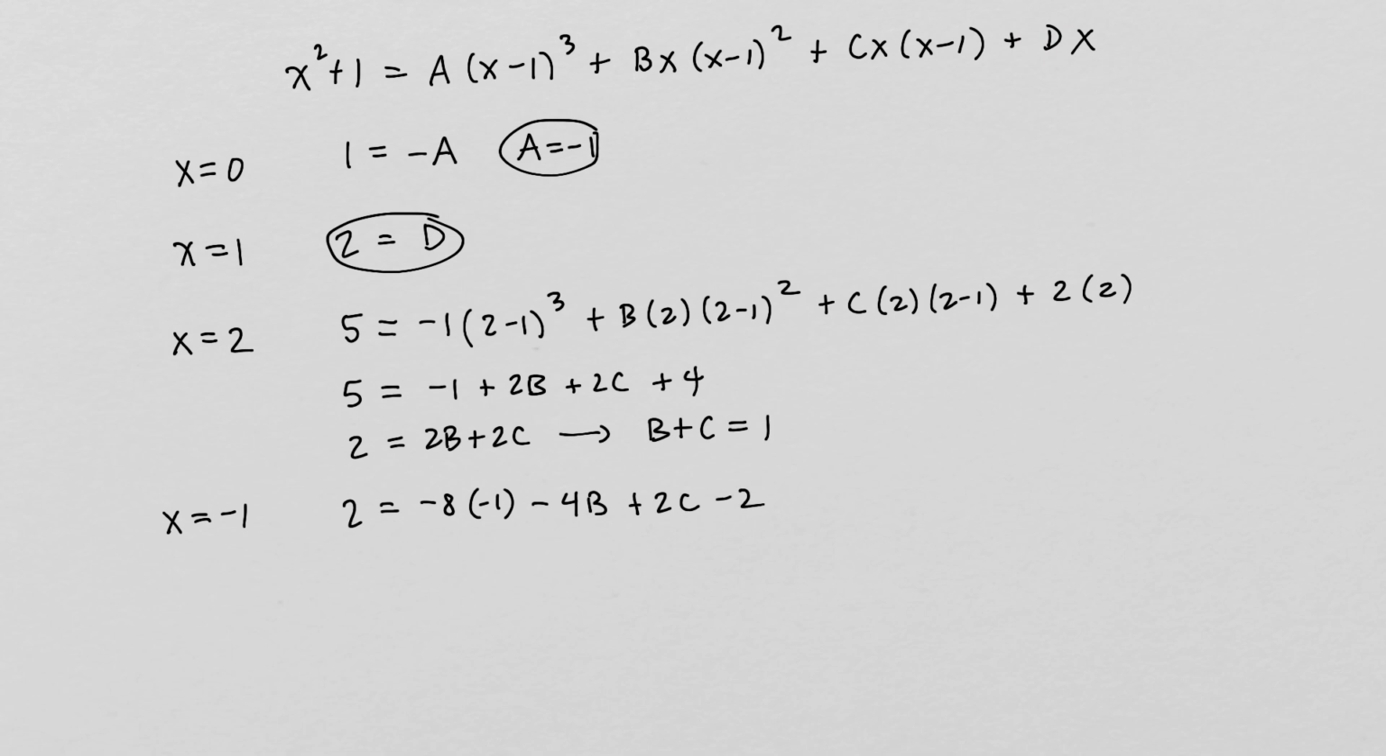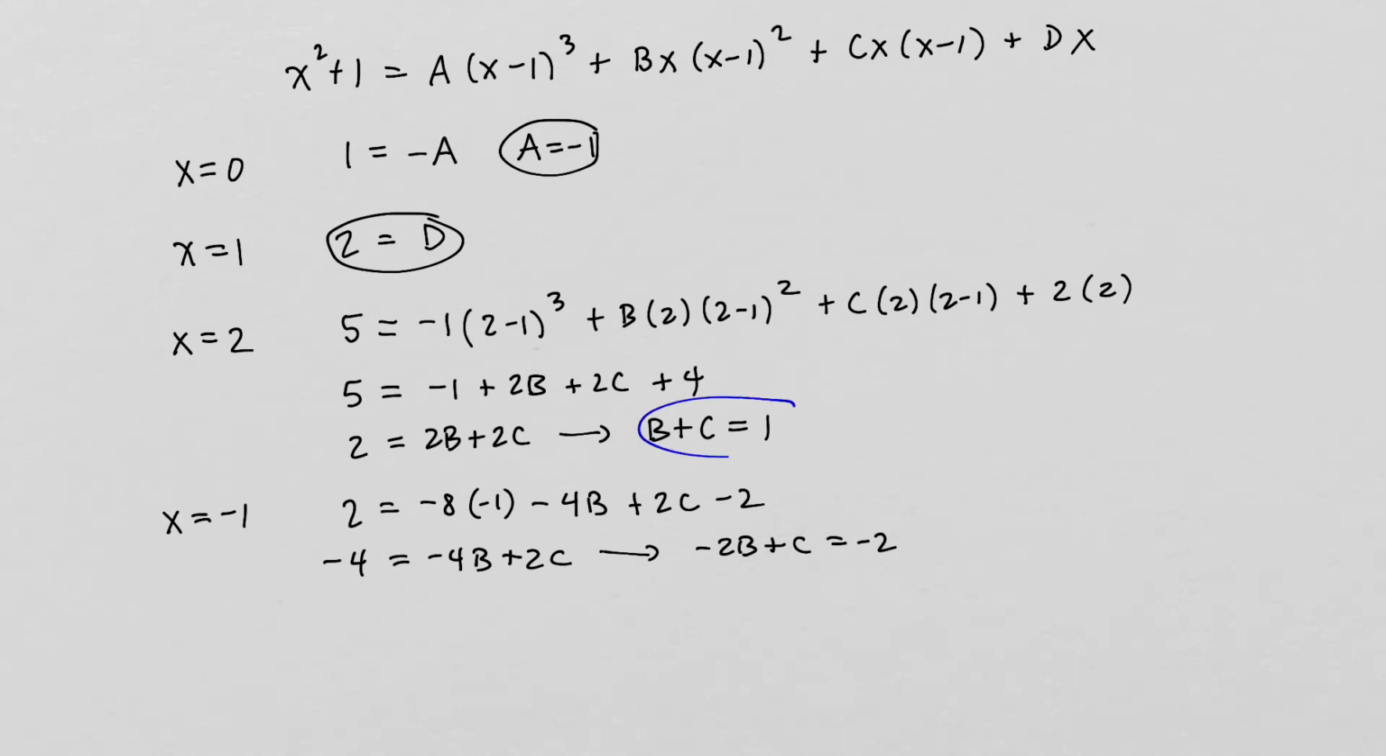So if we do the math here, we have positive 8 minus 2 is 6. Subtracting 6 from both sides will give us negative 4 equals negative 4b plus 2c. Dividing by 2 gives us negative 2b plus c is equal to negative 2.